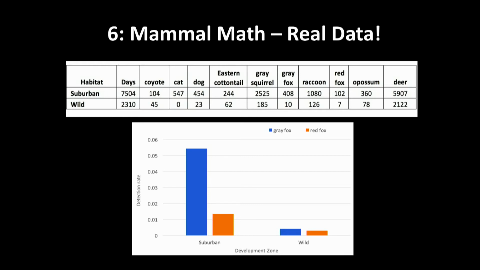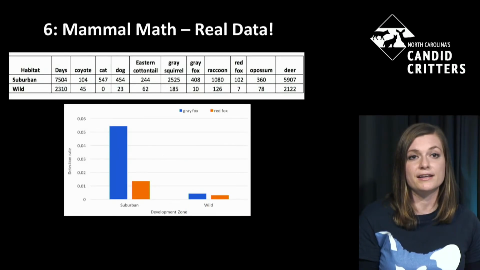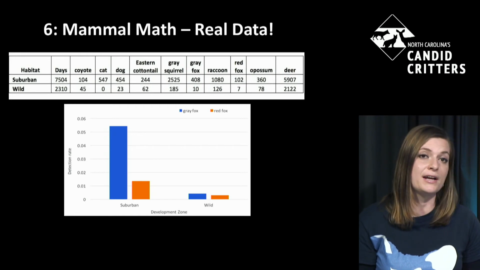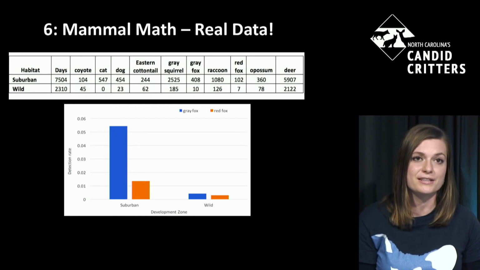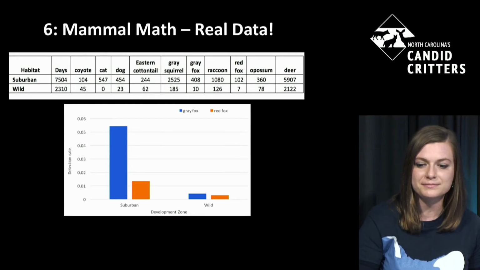And we have a sample graph here for students to answer questions about with gray fox and red fox. But we also asked the students to calculate the detection rate of another species from the chart provided. And like the school habitat results, I think the students will be really surprised to see the detection rates, how wild animals compare to suburban animals.